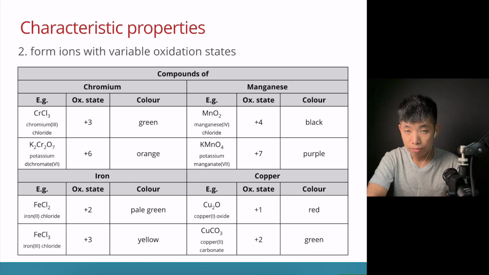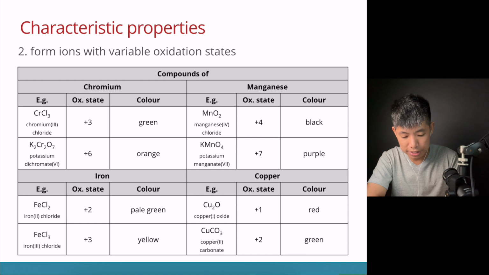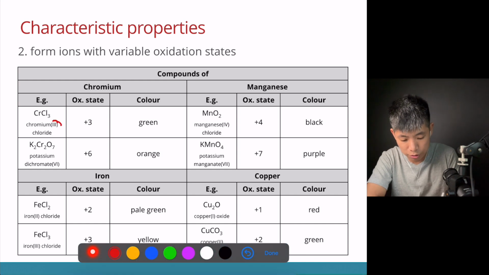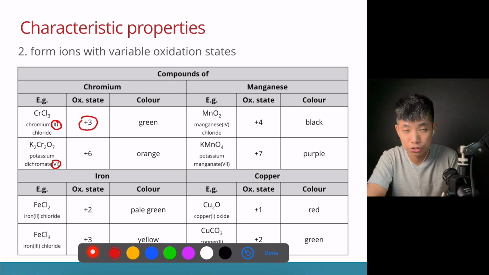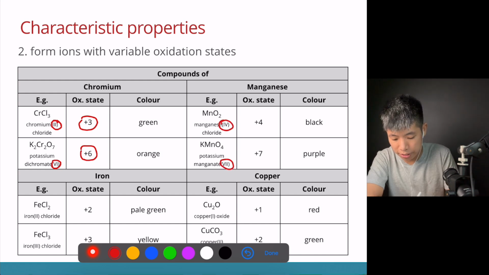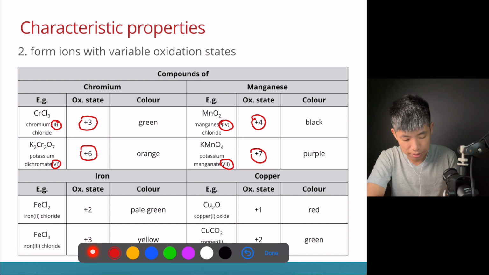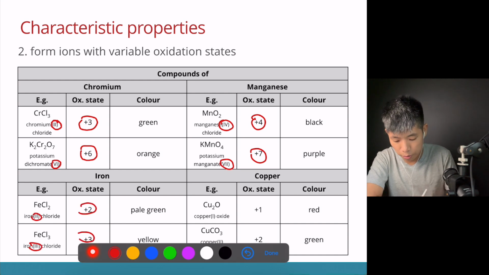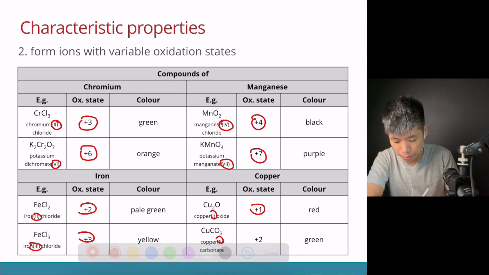So if you haven't learned redox reactions, don't worry. The oxidation states are actually written in the brackets over here. So you just need to learn to read the Roman numerals. So chromium 3 would mean that the oxidation state is +3. Potassium dichromate 6 would mean that the oxidation state of chromium is +6. For manganese, you have +4, +7. Iron 2, iron 3, copper 1, +1, copper 2, +2.